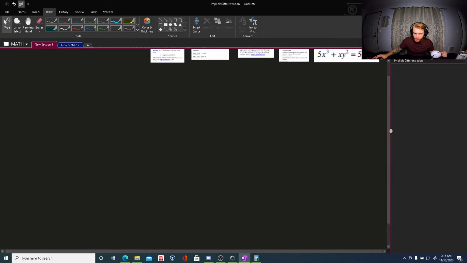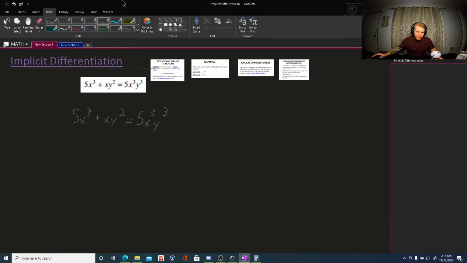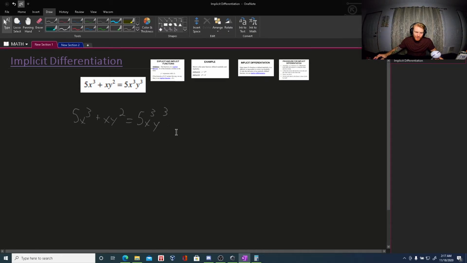Last little one we're going to try here. So 5x cubed plus xy squared equals 5x cubed y cubed. It looks ugly and messy. It looks like we're going to have to use the product rule. Product rule, same deal as with normal differentiation. Just remember to add the dy/dx when you need to.